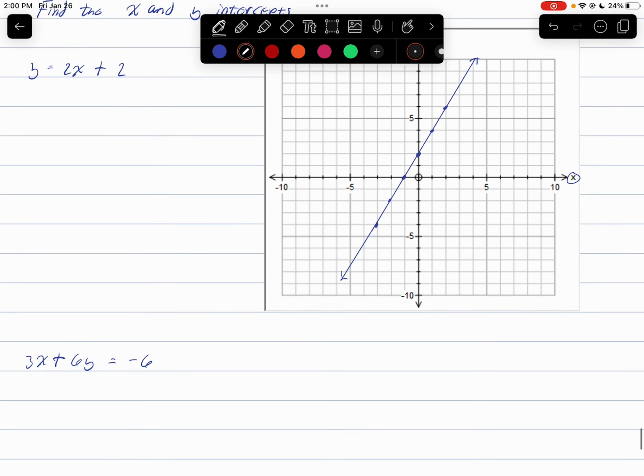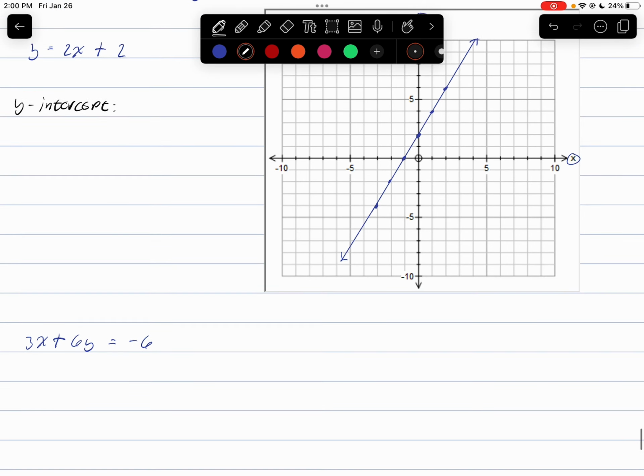So if we want to find the y-intercept of y equals 2x plus 2, we're going to set x equal to 0. So we have y is equal to 2 times 0 plus 2. 2 times 0 is 0, so we have 0 plus 2, and 0 plus 2 is just equal to 2. So we have a y-intercept of 2.